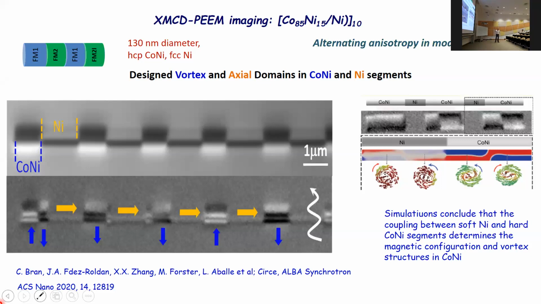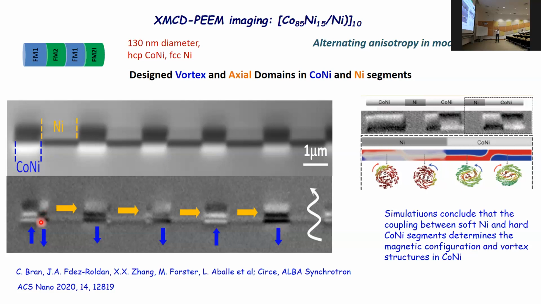For example, this is a cobalt 85 nickel 15, nickel multi-segmented nanowire. The cobalt 85 nickel 15 is hexagonal, while the nickel is cubic. So you have here a topographic image. The segments are very well differentiated, the cobalt nickel and nickel, and so on. And here you see the magnetic image.